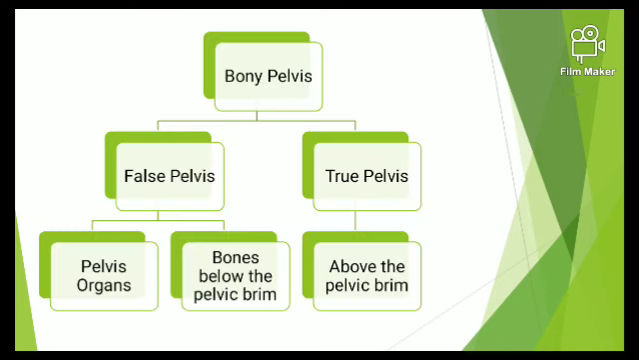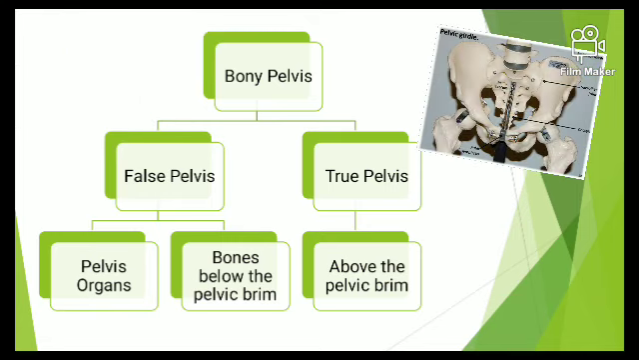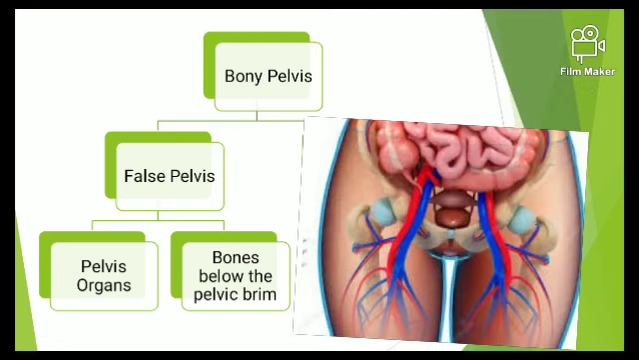Next we move to the anatomical portion. Mainly here we will focus on the bony anatomy. The bony anatomy has two parts. One is the true pelvis, another one is the false pelvis. The true pelvis is the area below the pelvic brim and the false pelvis is the area above the pelvic brim. And in the pelvic area we also include all the pelvic organs.